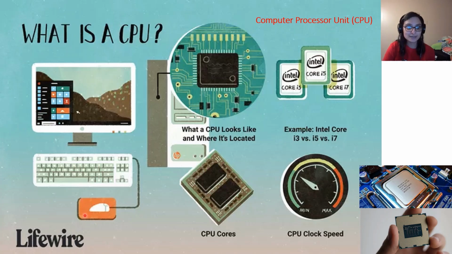So let's talk more about what a computer processor unit is. So you probably see this. This used to be back in the bulky computers as well. This used to be like the desktop part. This part is a monitor. This is the main part.